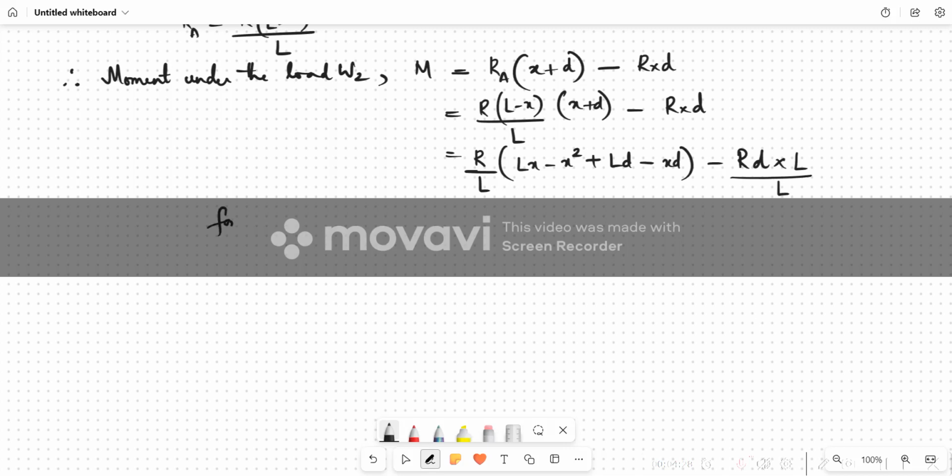Now what are you trying to find? For moment to be maximum. Moment under the load to be maximum. For moment under load W2 to be maximum, what is the condition? dM by dx should be equal to 0, because we are trying to get a value for x for positioning load W2 to get absolute maximum. So differentiating, R by L into L minus 2x, isn't it?